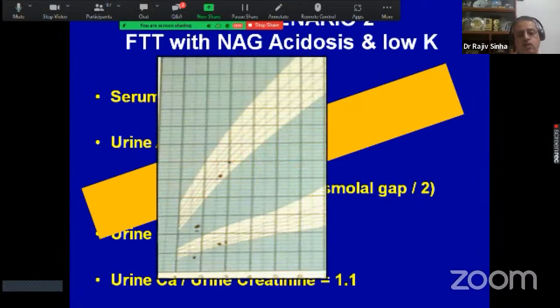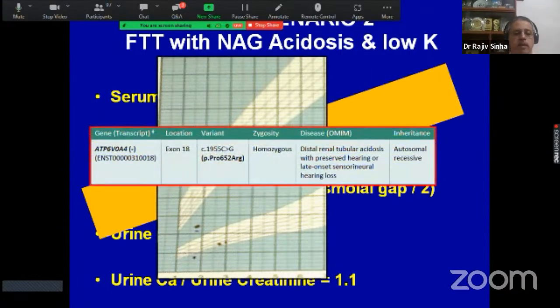The child was started on bicarbonate as well as phosphate, particularly the phosphate, and there was remarkable growth. Distal RTA is a very good disease to treat most of the time, because you can have remarkable growth just with the use of bicarbonate supplement, and we usually give it in the form of phosphate because it will supply both bicarbonate as well as potassium. We had a genetic confirmation by an ATP6V0A4 mutation, which can also cause sensorineural hearing loss. This child did not have it, but is on regular audiological and genetic follow-up.